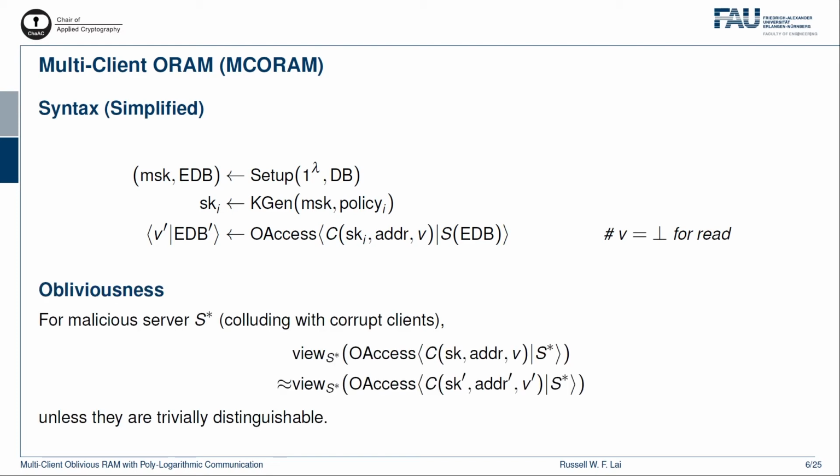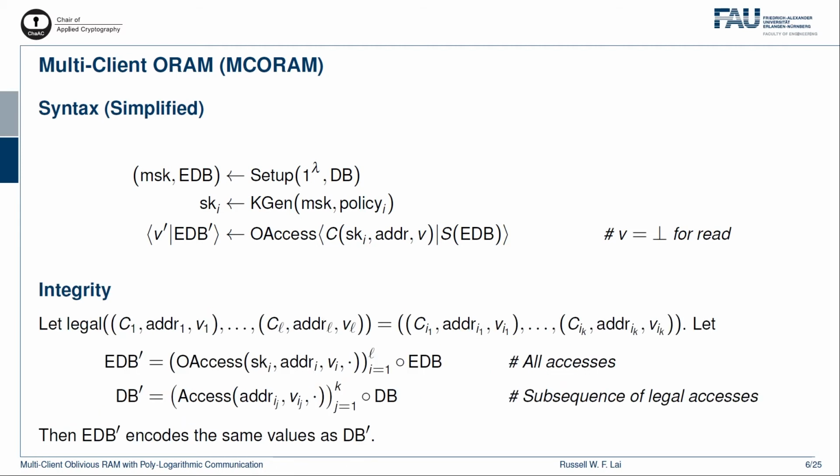Obliviousness requires that, from the server's and other malicious clients' points of view, two oblivious accesses should be indistinguishable unless it is trivial. Integrity, on the other hand, requires that, given any sequence of access instructions and its derived subsequence of legal instructions, if the full sequence is applied to the encrypted database, while the legal sequence is applied to the plaintext database, then the two should end up encoding the same values.